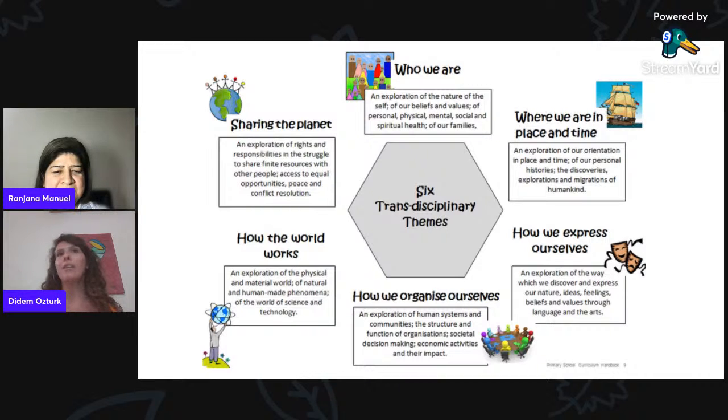Because as a whole, we'll give an example, who we are. This is an exploration of the nature of the self, of our beliefs and values, of personal, physical, mental, social, and spiritual health, of our families. When we talk about who we are, we do not take the whole description, but some parts can be one cluster, 2 or 3 concepts of this description being molded into our unit planner. That's why these concepts are one of the main parts of how we design our units. It's really a big part of the planning.